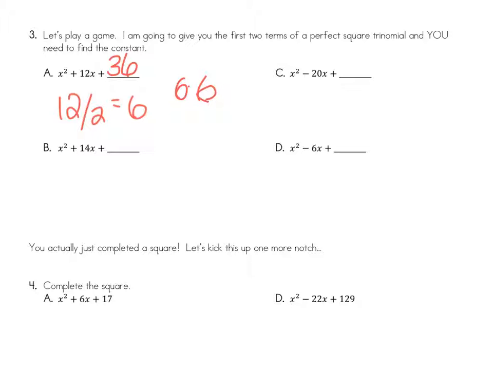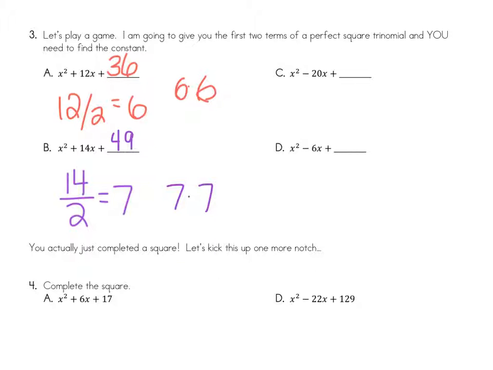Let's try the same thing with B. So with B, our middle term was 14, so some number plus itself was 14. Well, half of 14 is 7. But that's not what would go here. It was really the 7 times 7. So 7 times 7 is 49.